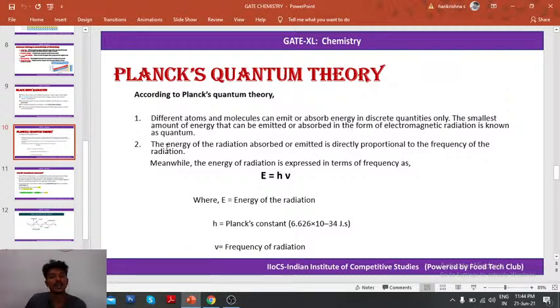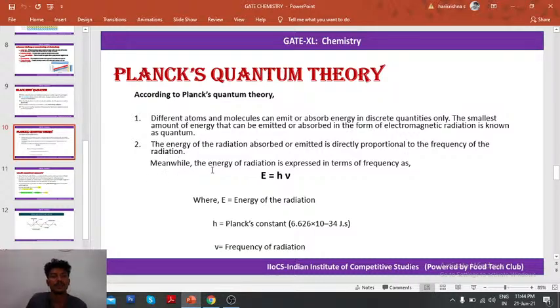Then what is the speciality of this energy emitted or absorbed? The energy of the radiation absorbed or emitted is directly proportional to the frequency of the radiation. So it is directly proportional to the frequency of the radiation. Whatever frequency falls on it, that will be directly proportional to the energy of radiation.